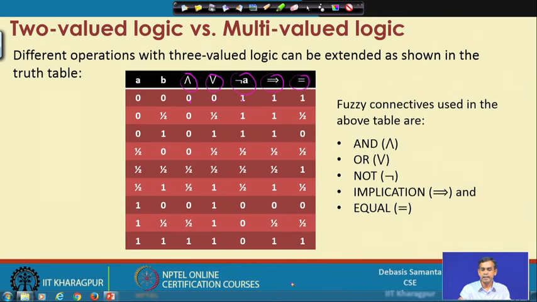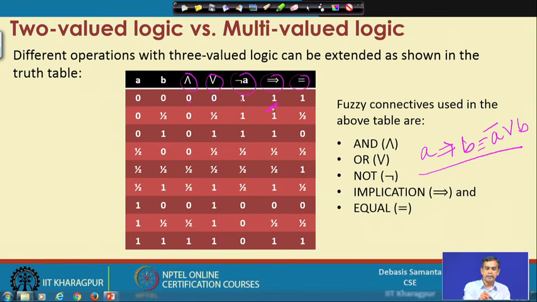So, implication is basically, A implies B is equivalent to A complement or B. This is the general expression. It is borrowed from Boolean logic. Here, for example, A complement means 1, or B 0. So, this is why this value is 1.